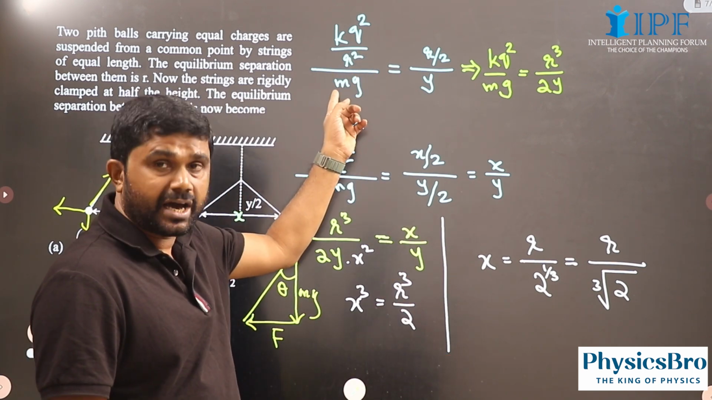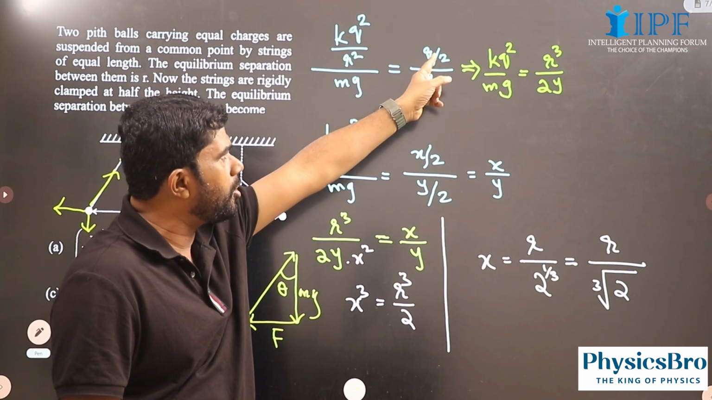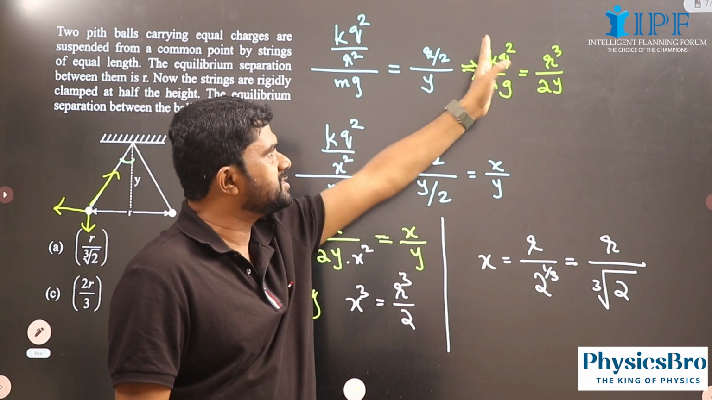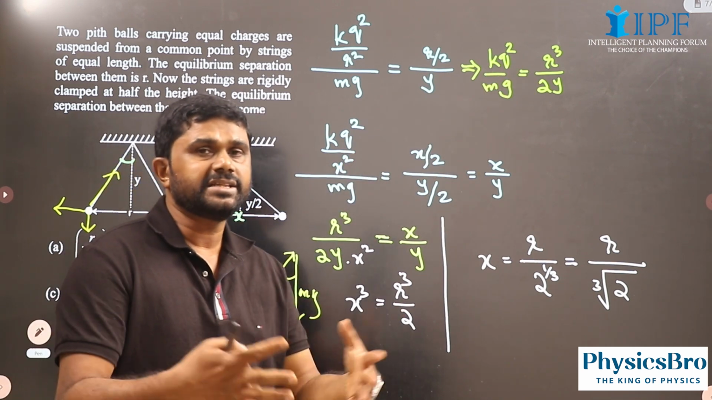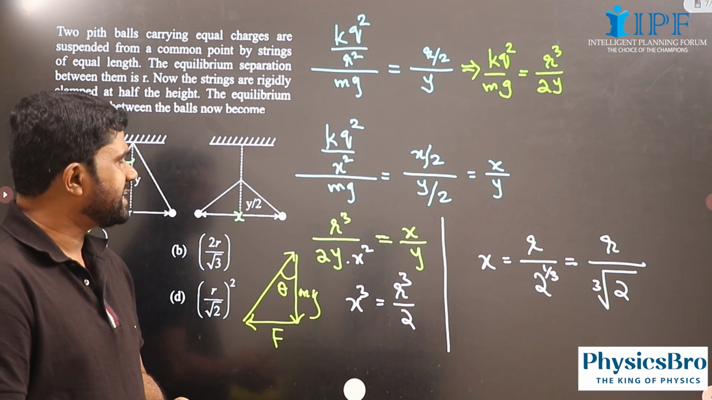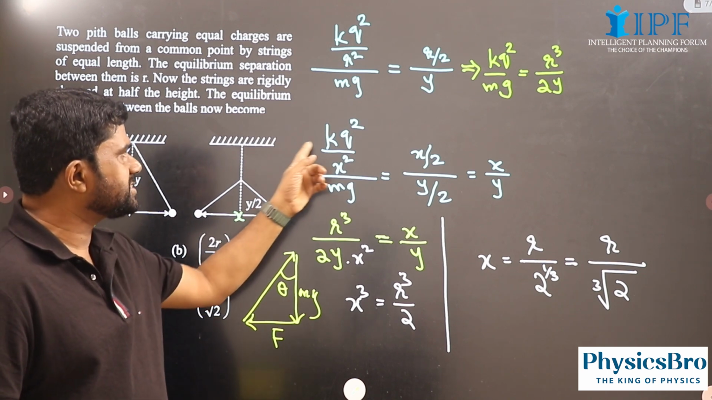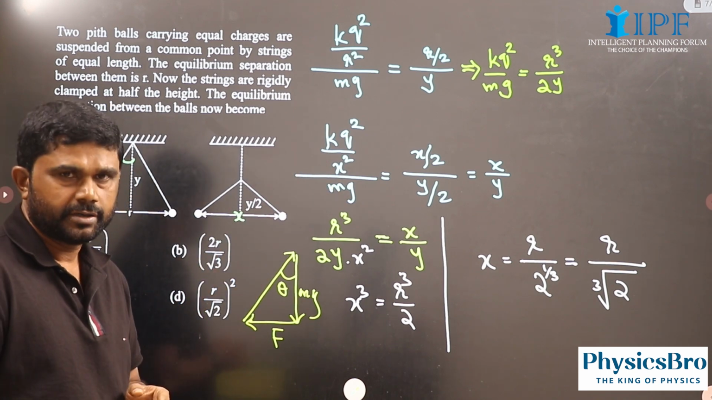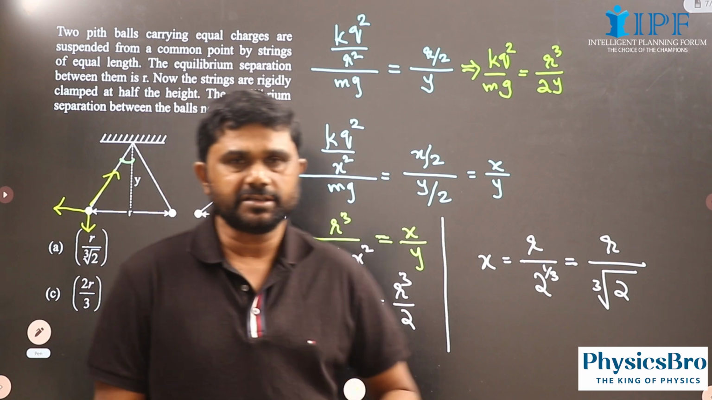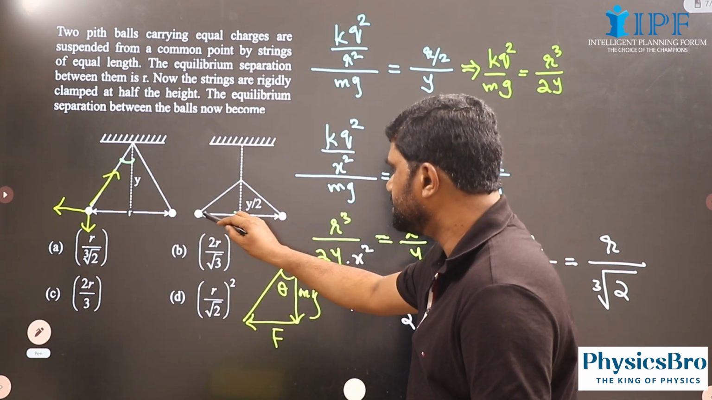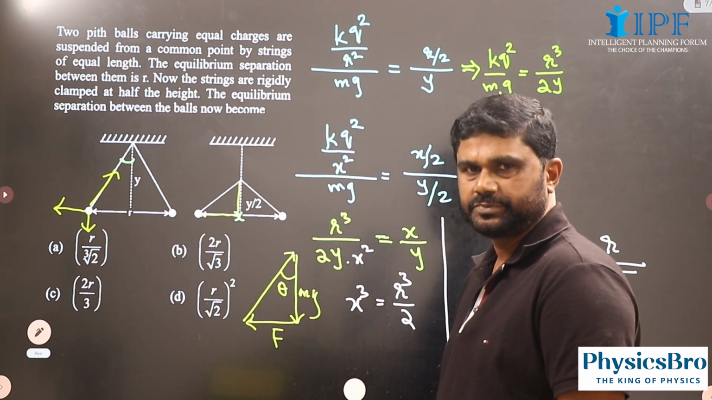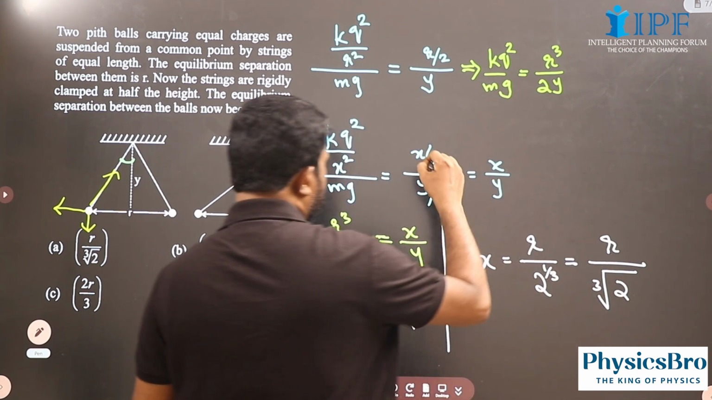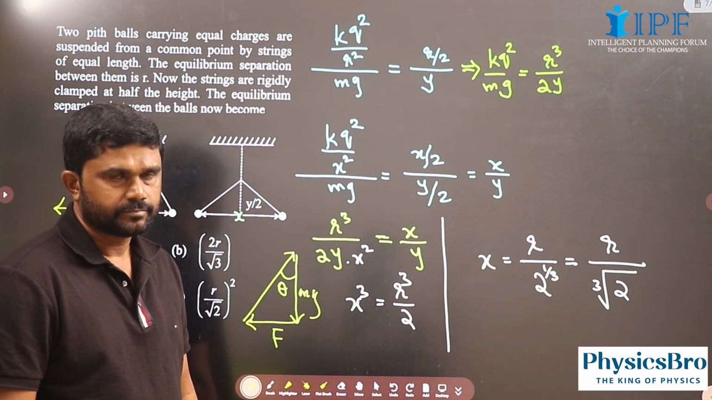So k q square by mg r square, and that r square I have taken to the right. Already there is an r, so when r square comes, it will be r cube divided by 2y, equal to k q square by mg. In the second situation, the electric repulsion is k q square by x square, where x is the separation, divided by weight mg. And from the distance triangle, this will be x by 2 and this will be y by 2. So tan theta will be x by 2 divided by y by 2, which is x by y.